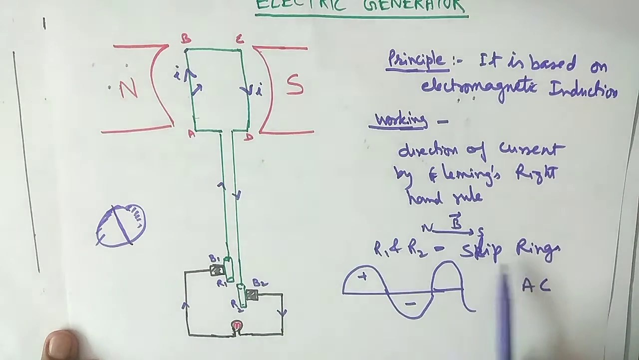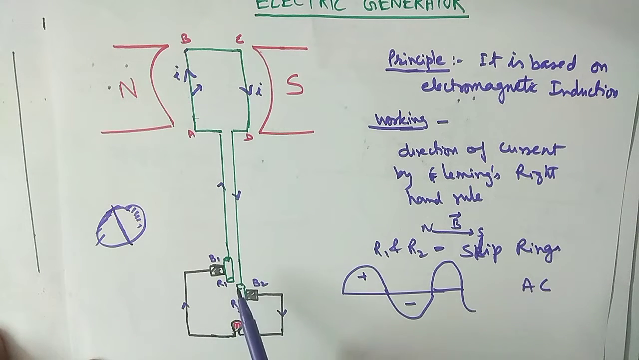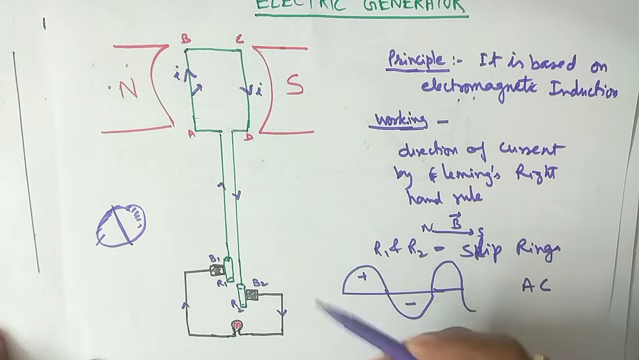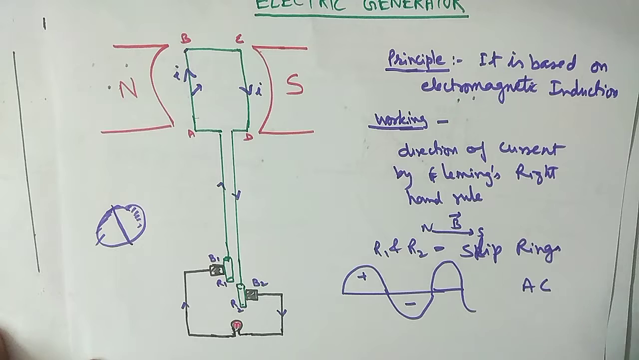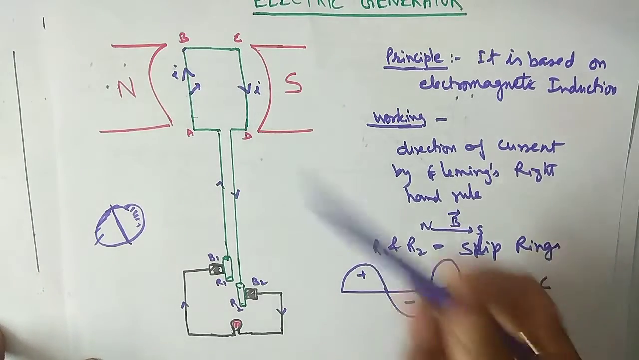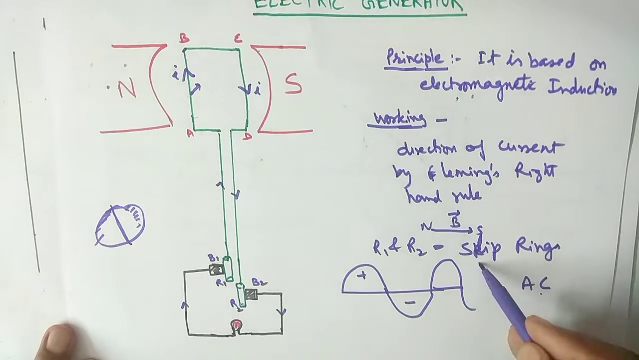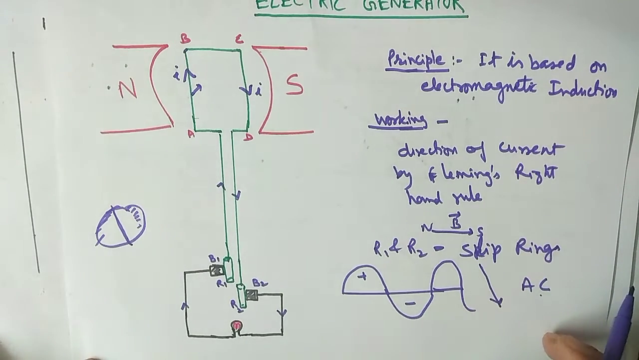So if we replace the slip rings by the commutator split rings, it will work like a DC electric motor. In a DC electric motor we use DC, and here we get the output as DC if we use the commutator split rings in place of the slip rings. So this is the working of the DC generator. The earlier description is about the AC. To change it to DC, you change the slip rings to the split rings, as we have already used in the case of the electric motor.